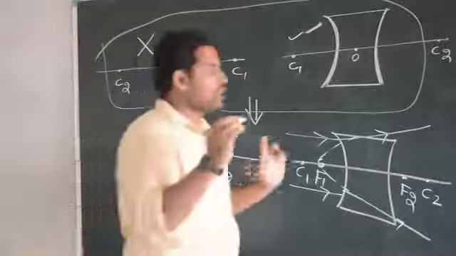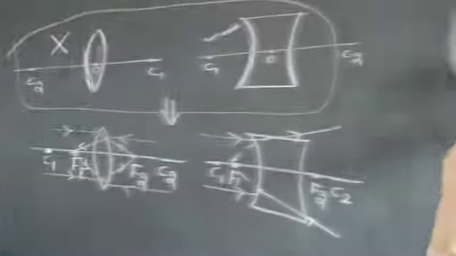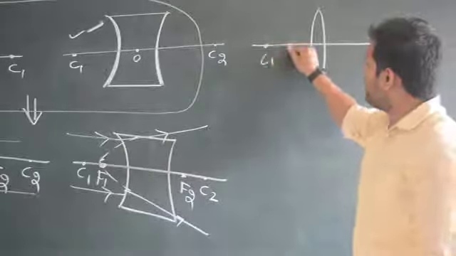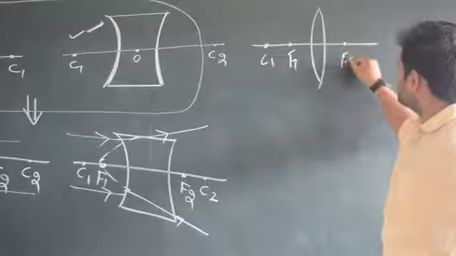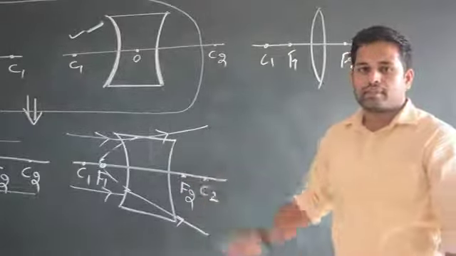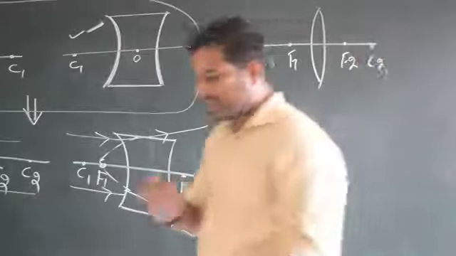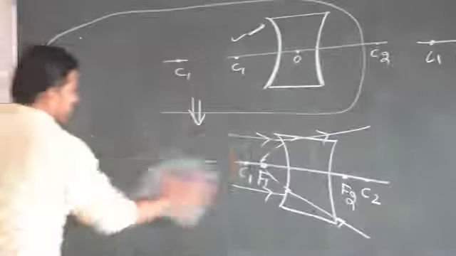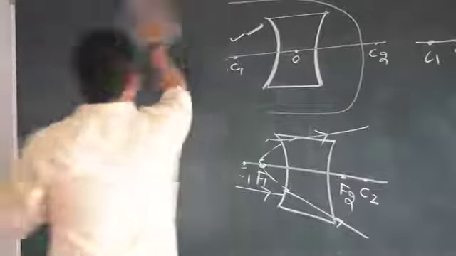From now onwards, whatever lens I have, for example I am taking a biconvex lens, here I have to use C1 and F1, and here I have to use F2 and C2. The same is the case with the biconcave lens also. Is it clear, children? Okay, fine. So let me rub it off and let's get into the next section. On the left side, you are going to put C1 and F1. On the right side, you are going to put C2 and F2. Okay, fine.